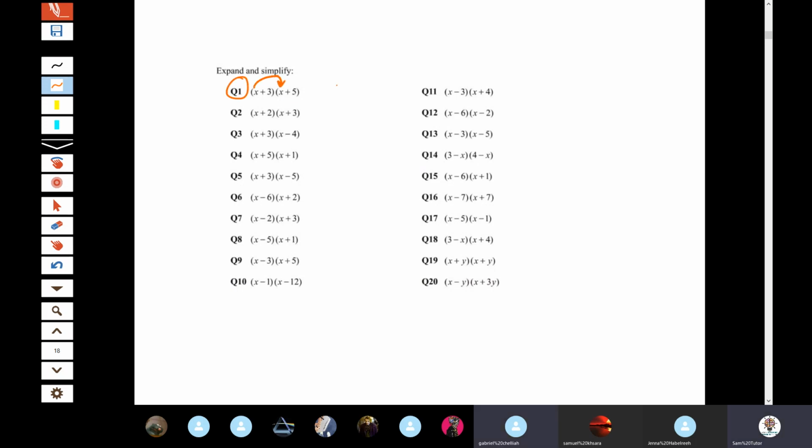X times x, x squared, and plus x times 5, 5x, 5x plus 3 times x, 3x, and then 15, plus 15, and then your final answer becomes x squared plus 10x. 5 plus 3, sorry. Oh, okay. 8x, 8x plus 15. Great work, Gab.